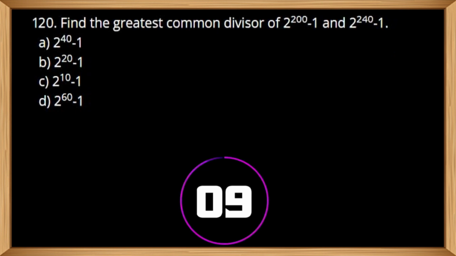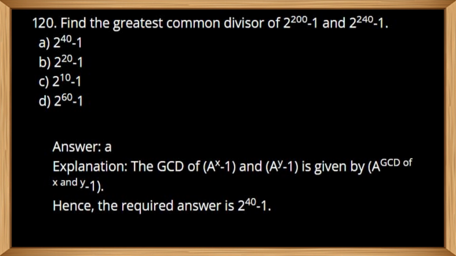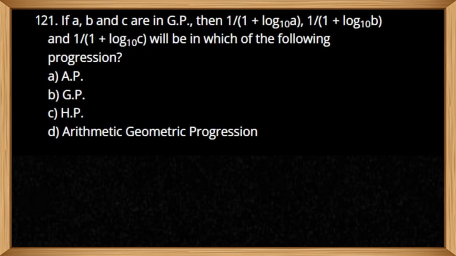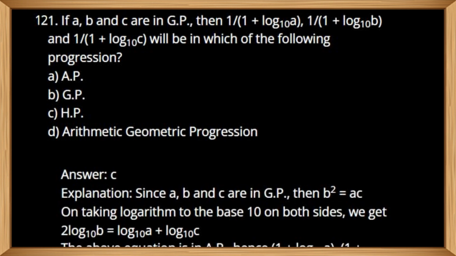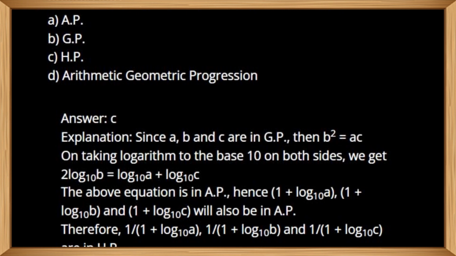Find the greatest common divisor of 2 power 200 minus 1 and 2 power 240 minus 1. Option A: 2 power 40 minus 1. If A, B and C are in GP, then 1 by 1 plus log 10A, 1 by 1 plus log 10B and 1 by 1 plus log 10C will be in which of the following progressions? Option C: HP.